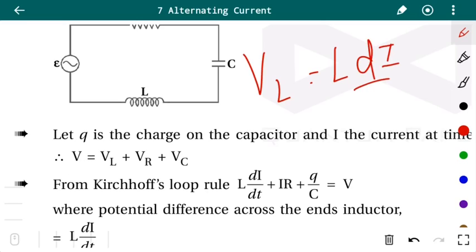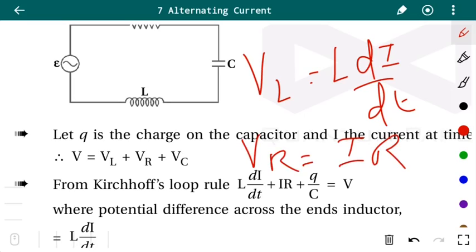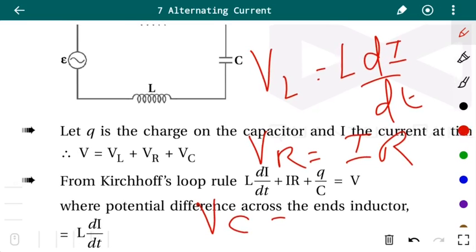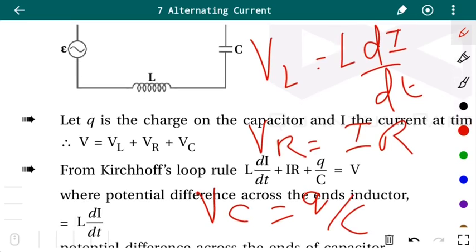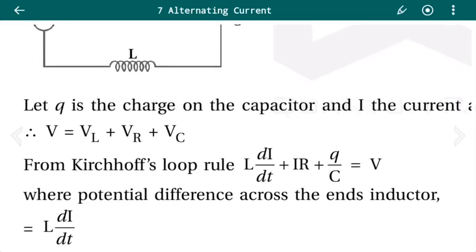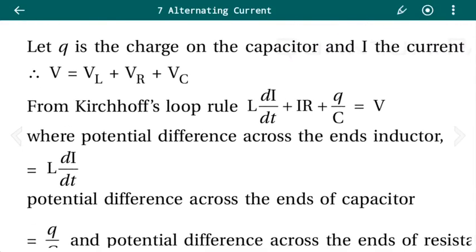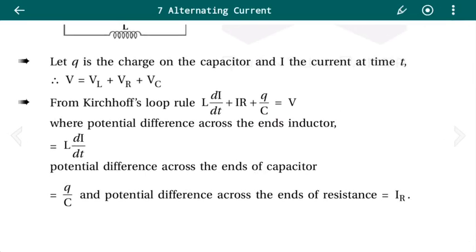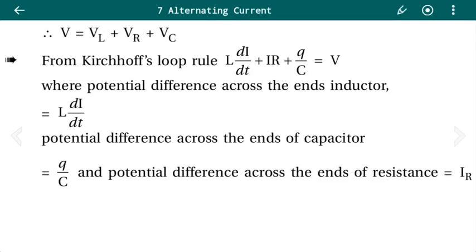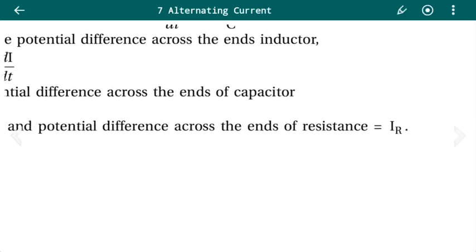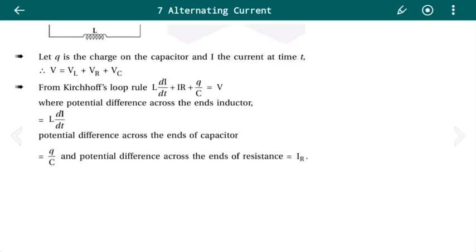L di by dt. This we have already discussed in the previous theory, that is the AC voltage applied to the inductor only, as well as VR equals IR, and voltage across the capacitor, that is VC, equals Q by C. So substituting that, we get V equals L di by dt plus IR plus Q by C, where potential difference across the ends of the inductor equals L di by dt, potential difference across the ends of the capacitor equals Q by C, and potential difference across the ends of the resistor is equal to IR.